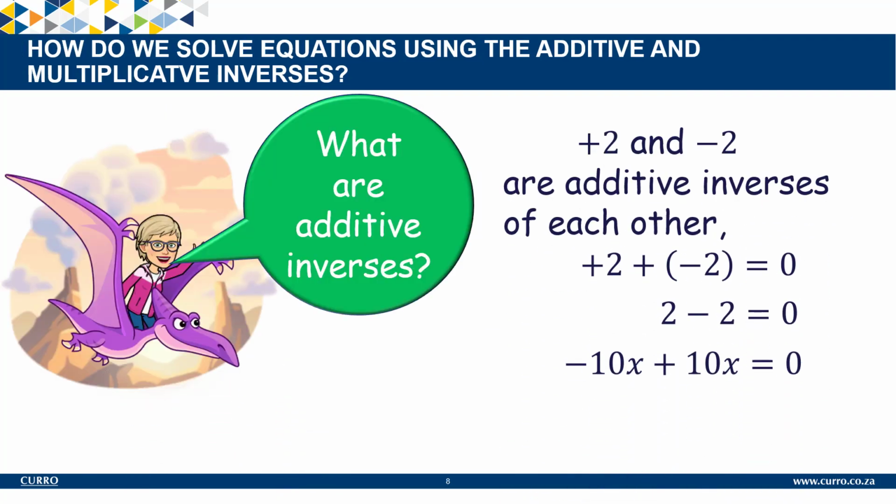So how can we use additive inverses? A positive 2 and a negative 2 are additive inverses of each other. In other words, if I've got positive 2 and I add a negative 2, the answer is 0. 2 minus 2 is also 0 because it's the same as 2 plus a negative 2. And negative 10x plus 10x is 0.